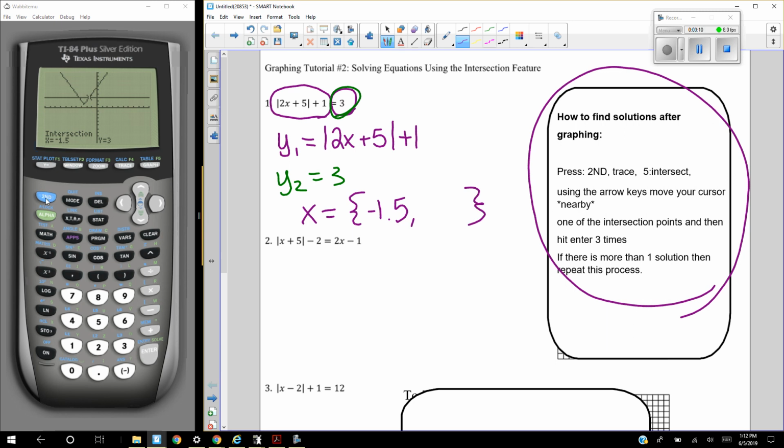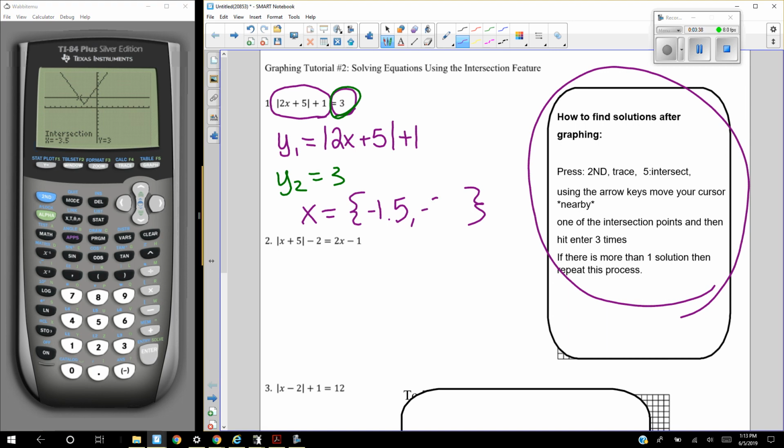To find the other solution, we're going to repeat the process. You got to go back and hit second trace. So you got to redo everything from the beginning. Number 5 for intersect. The only difference is this time we want to find the other intersection point, so we're going to move our cursor somewhere nearby that other intersection point. Hit enter once, twice, 3 times, you get your other answer.